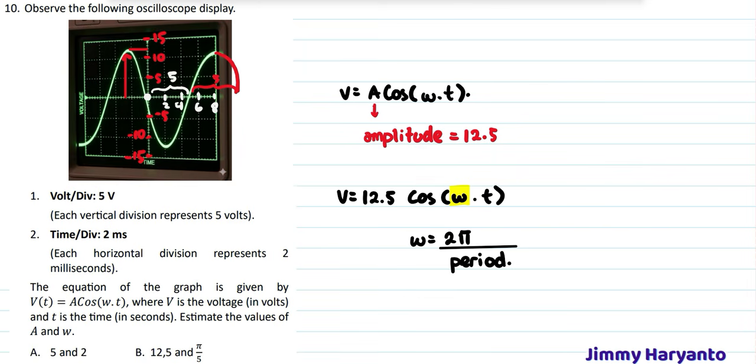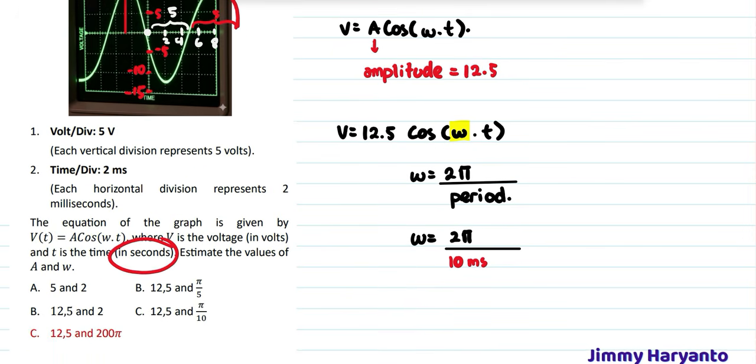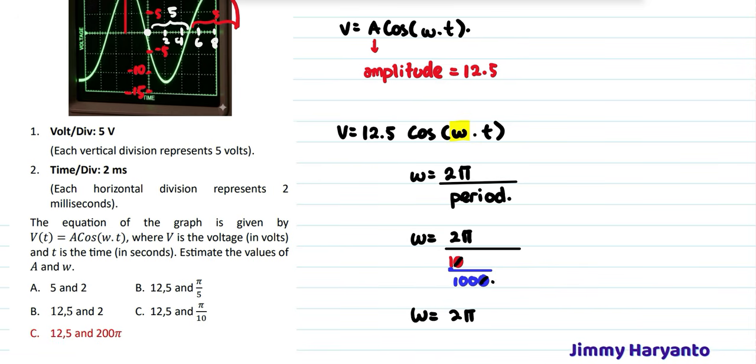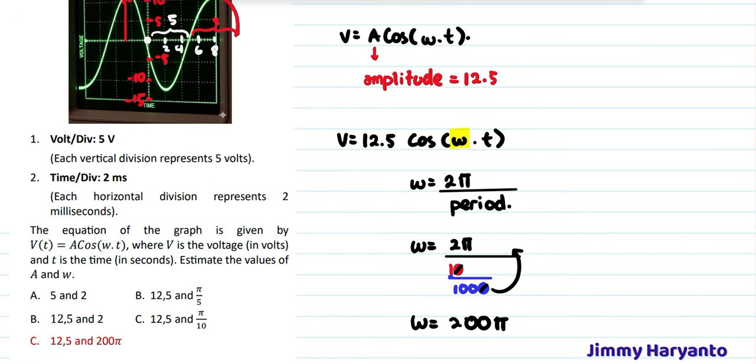So W equals 2 pi over the period, which is 10 milliseconds, but it says it has to be in seconds, so we change the milliseconds into seconds. It means we have to divide by 1000. Okay, like that, so we will have W equals 2 pi. You can cross out this and then multiply this. 200 pi, and the amplitude is 12.5.